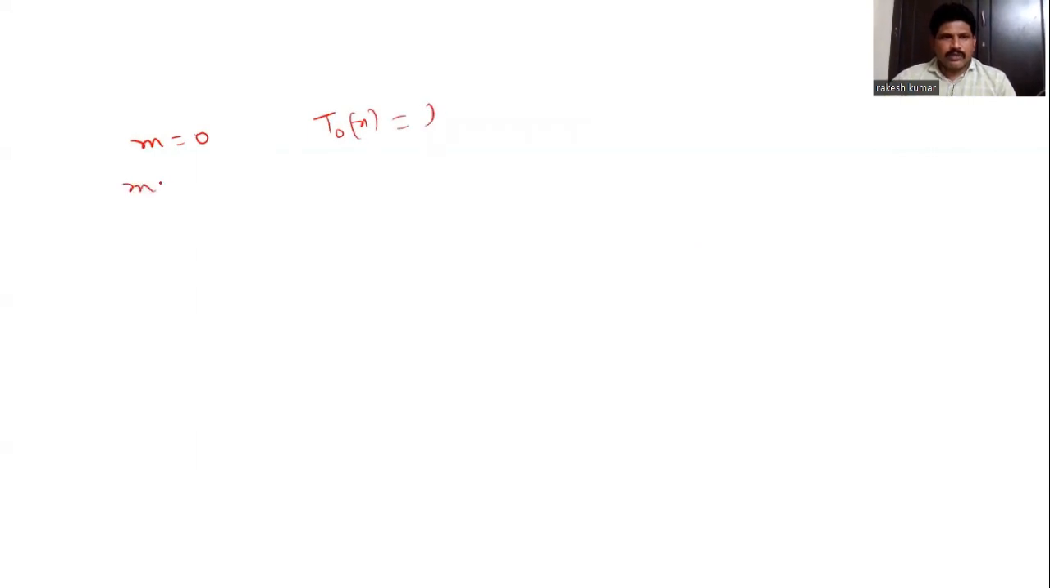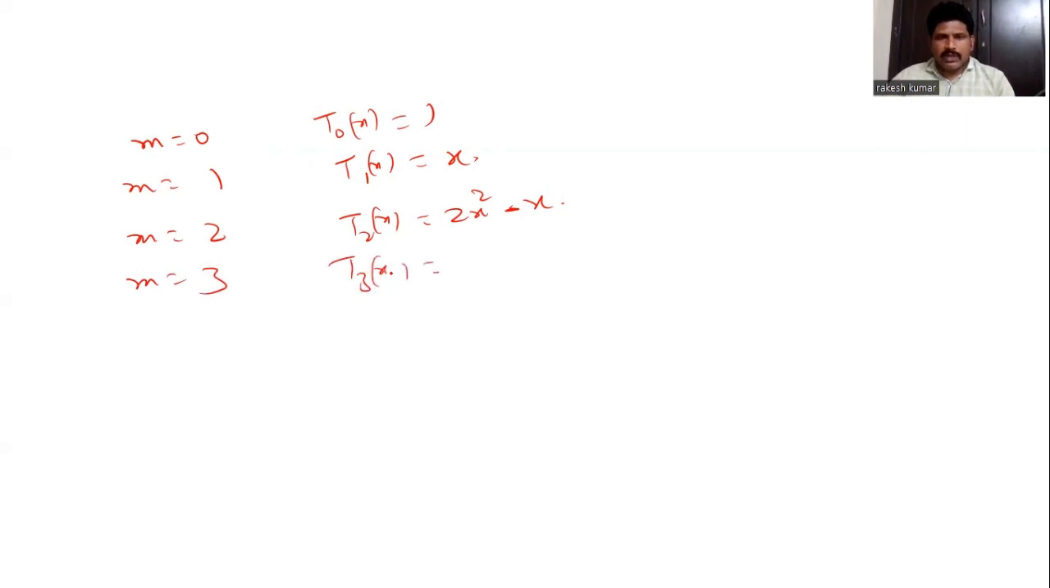T0 of x is 1. For m is equal to 1, what is the value of T1 of x? It is x. For m is equal to 2, what is the value of T2 of x? T2 of x is equal to 2x square minus 1. For m is equal to 3, T3 of x is equal to 4x cube minus 3x.